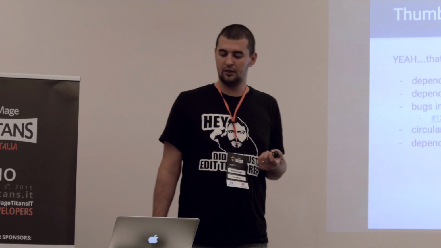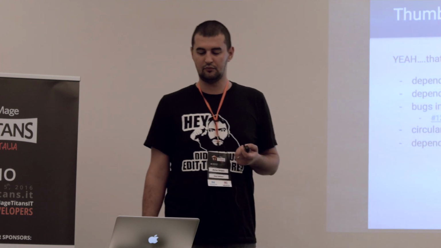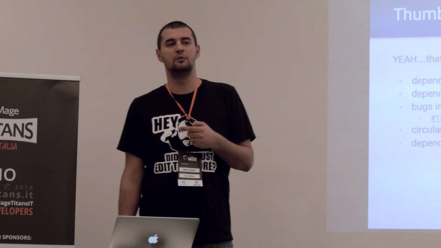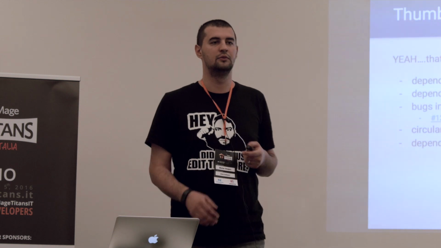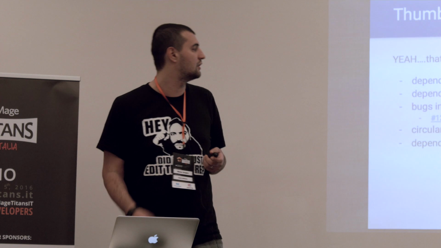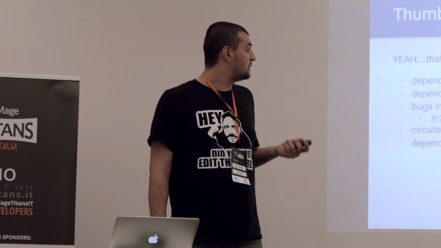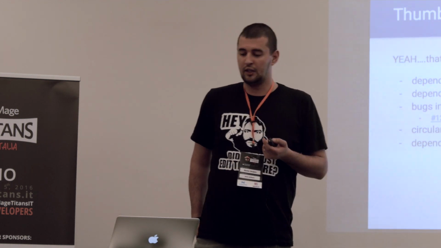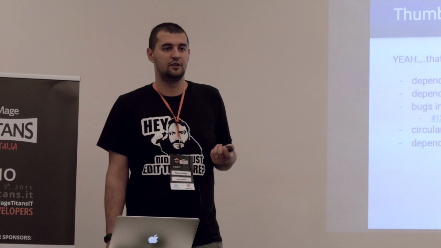But the biggest problem is circular dependencies. I mean, module A depends on module B, which depends on module A. This is the easiest case, but you can have like 12 modules doing the circle. And some dependencies that should not be there. They can easily be avoided, but for some reason, they are still there.